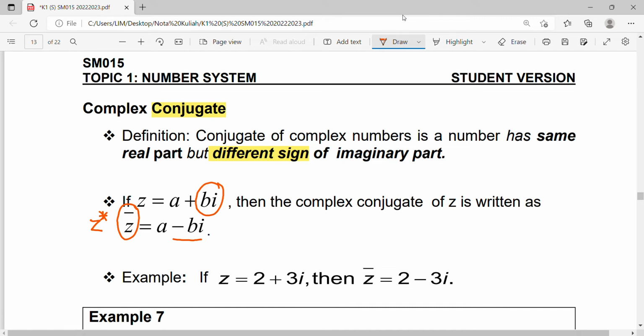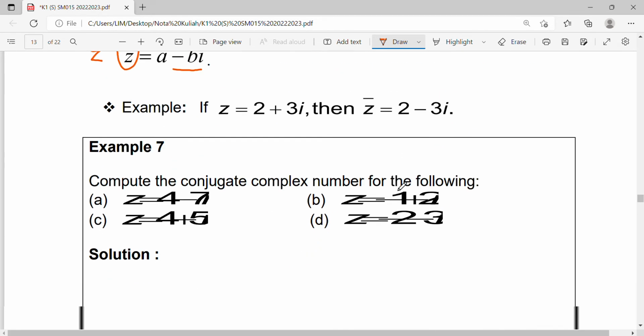Change the imaginary part. So let's say our complex number 2 plus 3i, then conjugate, change your imaginary part, become 2 minus 3i. Alright, then we go for our example.